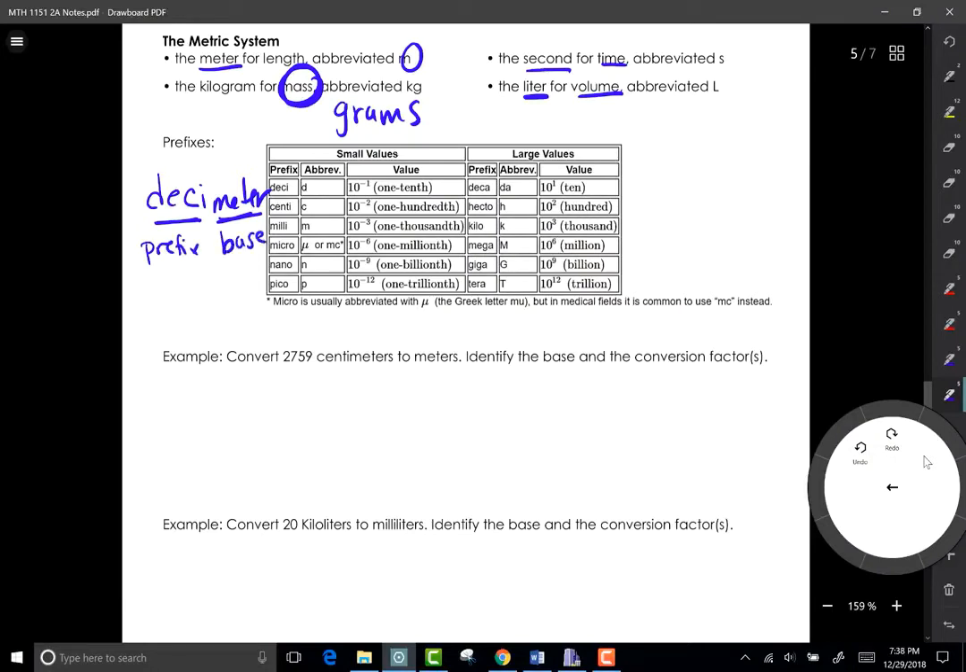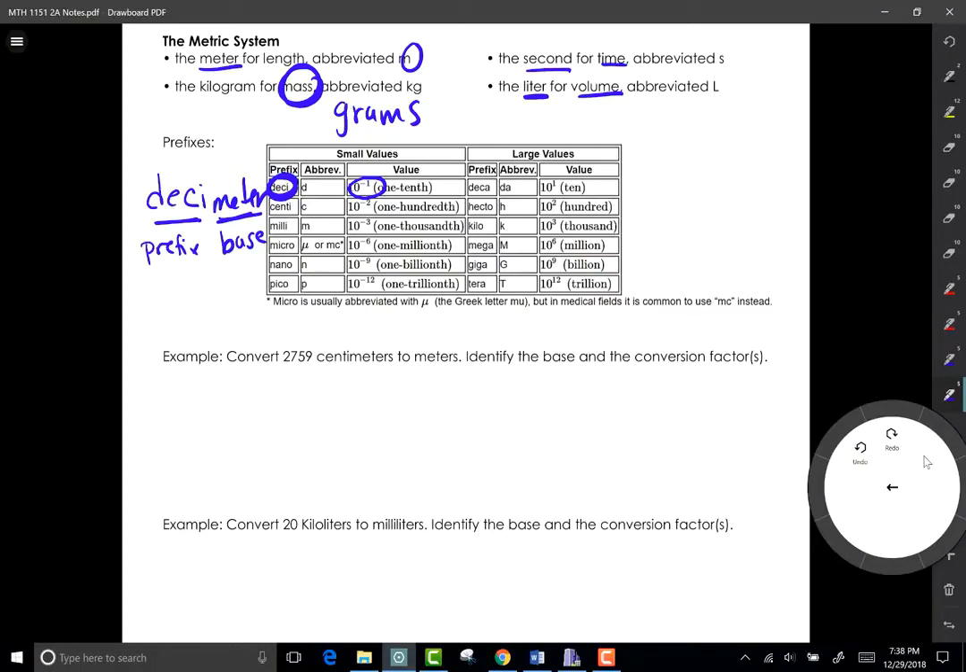Okay, deci is 10 to the negative 1, which means 1/10 of a meter. So we know it's going to be smaller than a meter. We use these powers to compare it to the base and come up with our conversion factors. Let's go through a couple examples to make sure we got this straight.